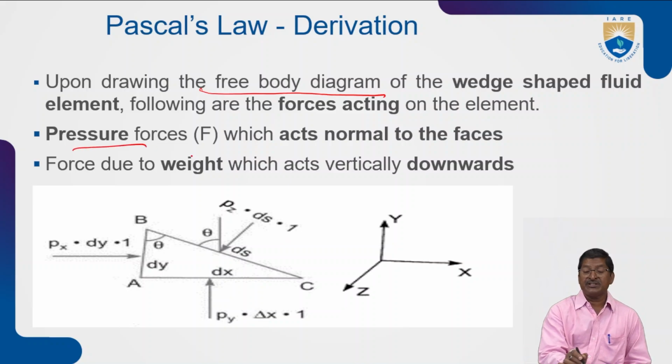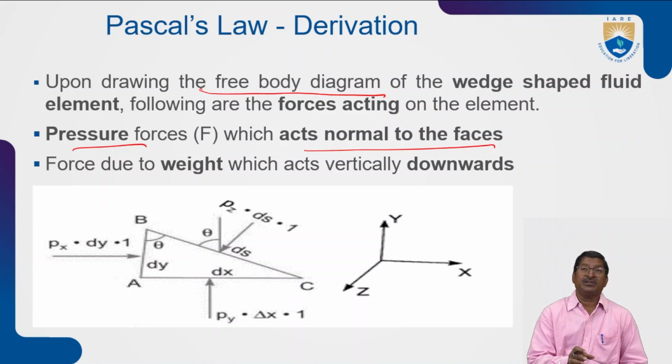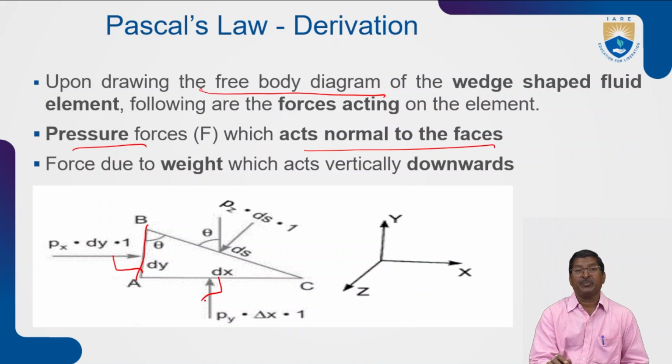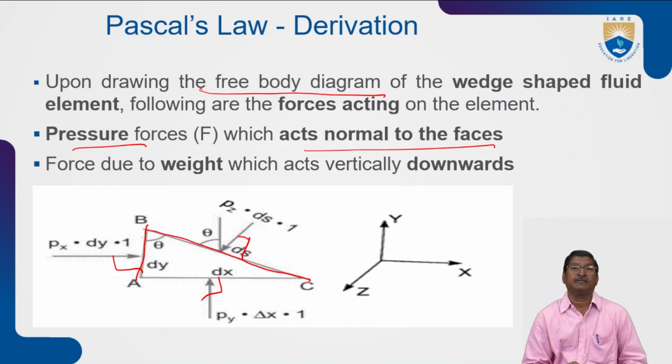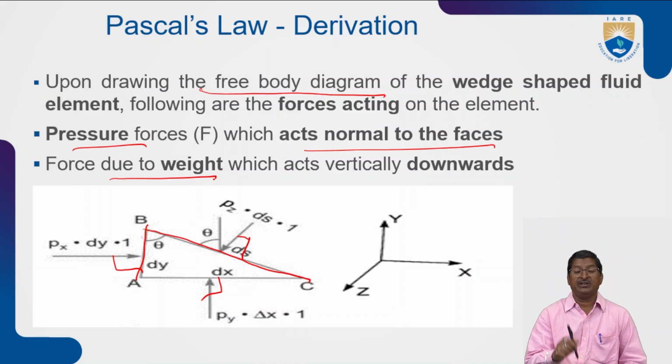And the pressure forces act normal to the faces. So you already know this. The pressure will act normal to the faces. So for face AB, it is perpendicular. And on AC, this Py is perpendicular. And this Pz is 90 degrees, or normal, to this inclined face BC. So that is normal to the faces. And the force due to weight: weight also will act, but it acts vertically downwards.